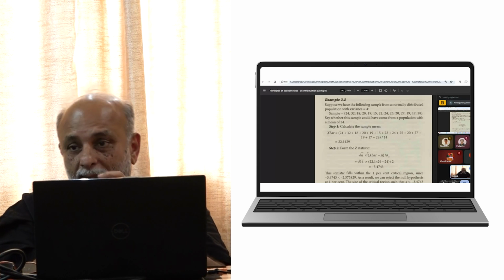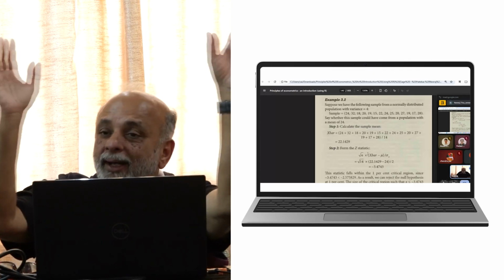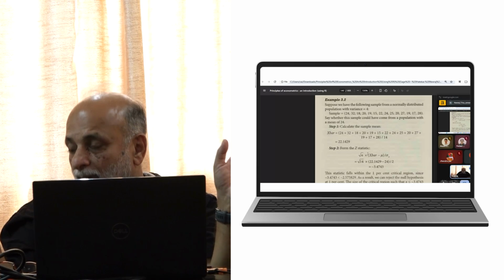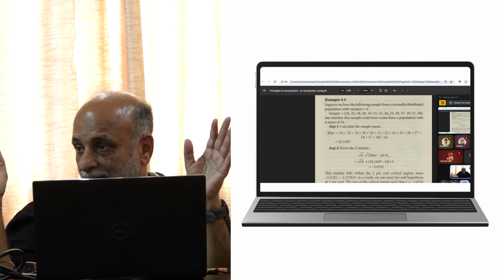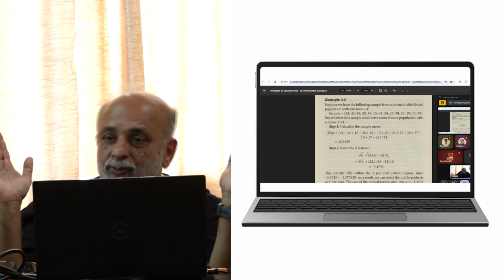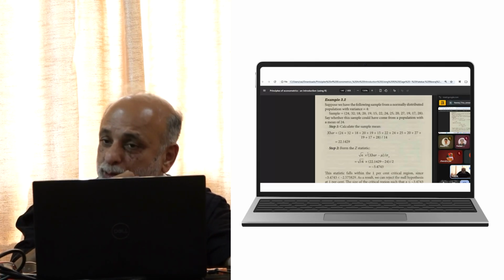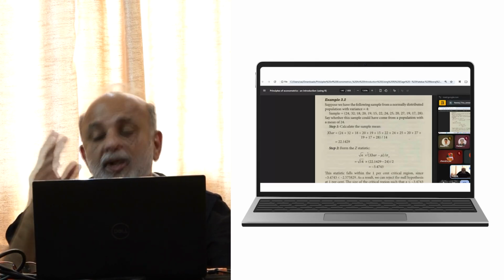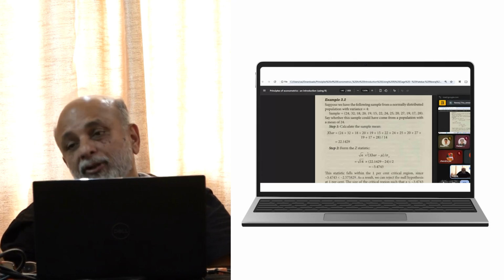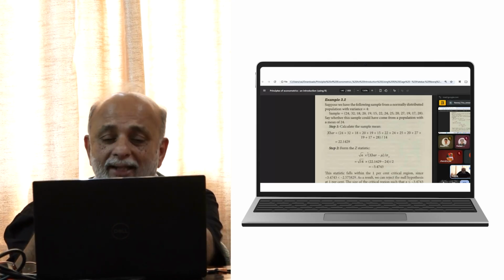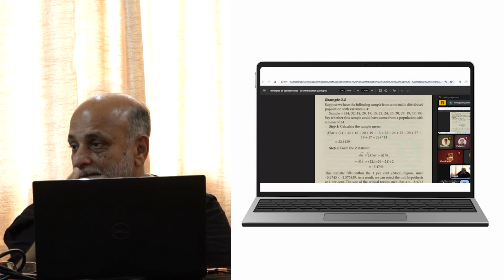One is you can first determine what level of type 1 error you are going to allow. So if you say 5%, then you will look at critical values minus 1.96 and plus 1.96, because 2.5% of the area lies to the left of minus 1.96 and 2.5% of the area lies to the right of 1.96. So 2.5% plus 2.5% is 5%. And then you will reject the null hypothesis.